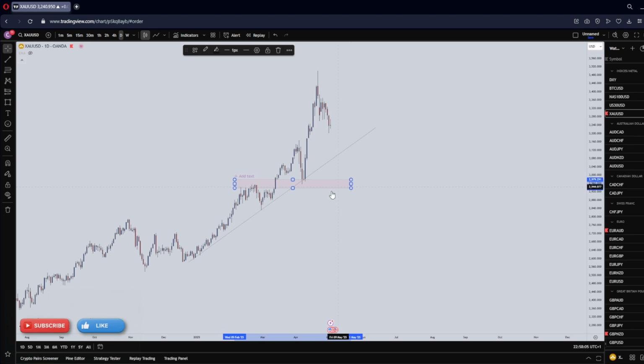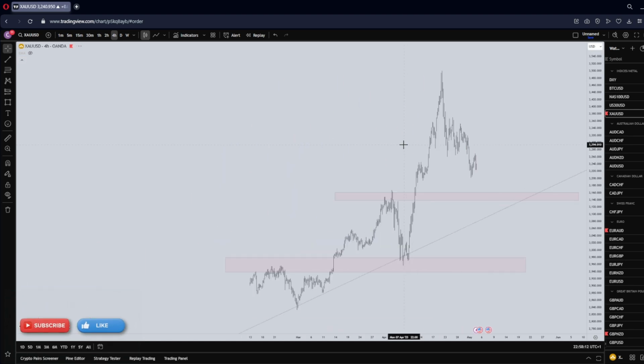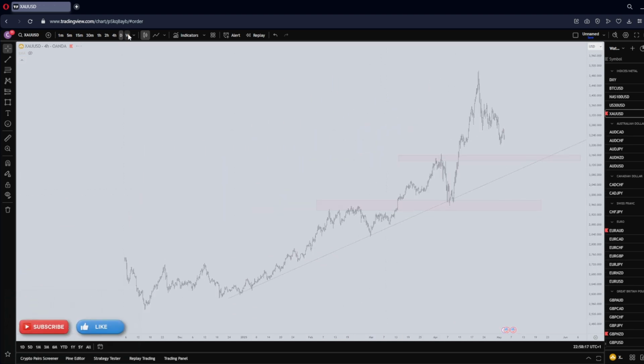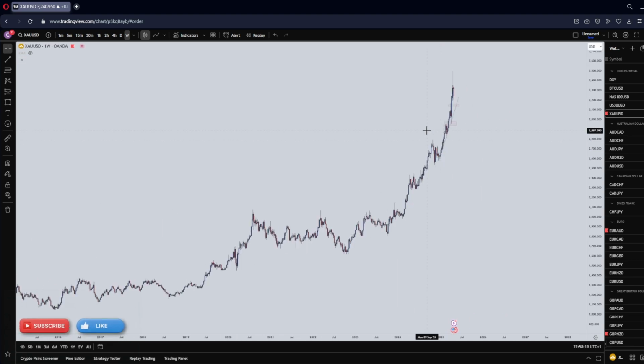We had this level that price reacted from. We have this level that price is at the moment. Now, price is extremely bullish. Let's go to the weekly time frame.